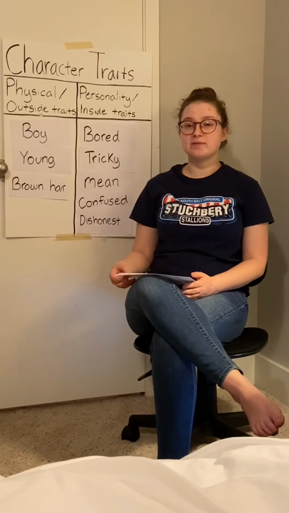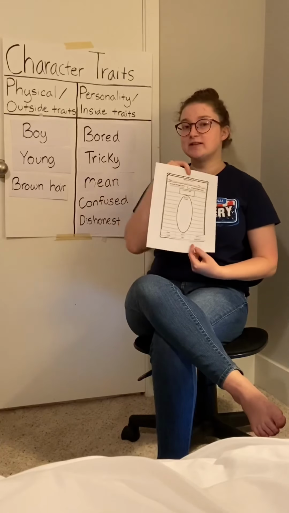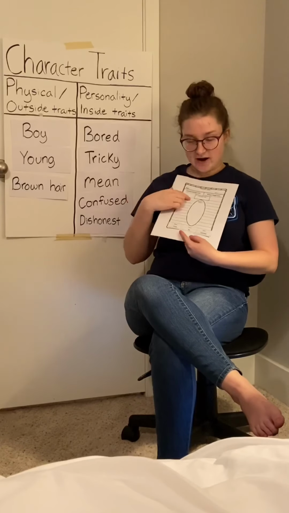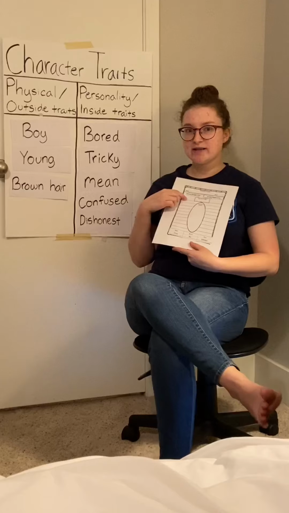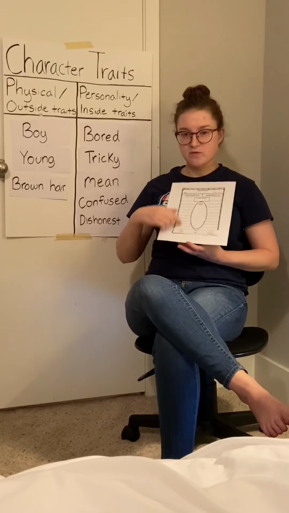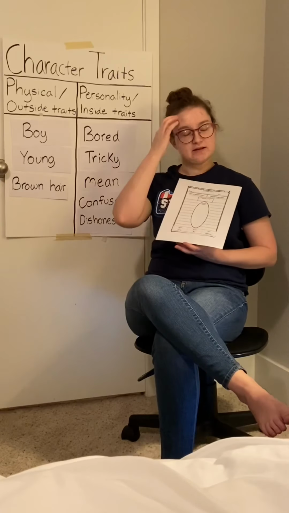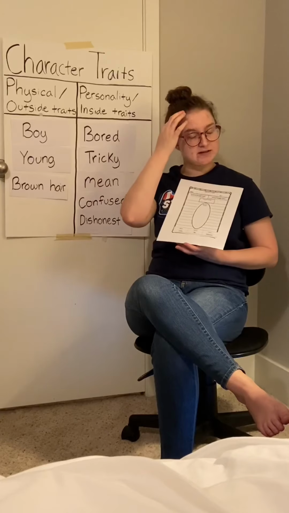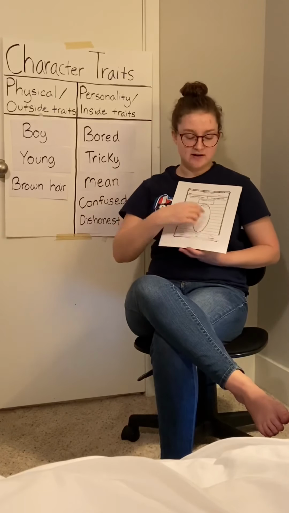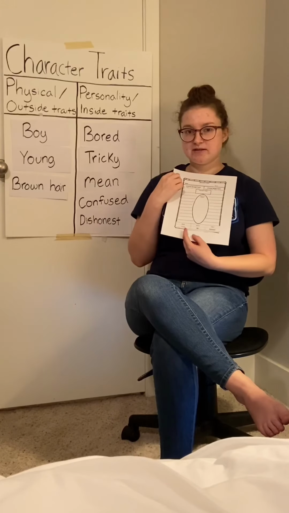So now we are going to be working in our table groups on our character traits worksheet. We are going to be writing our physical outside traits of our main character, the shepherd boy, from The Boy Who Cried Wolf, in one column, and our personality inside traits, what we see on the inside of a person, which is based off of their actions, what they say, on this side of our worksheet. And there's going to be a word bank at the bottom to help us.